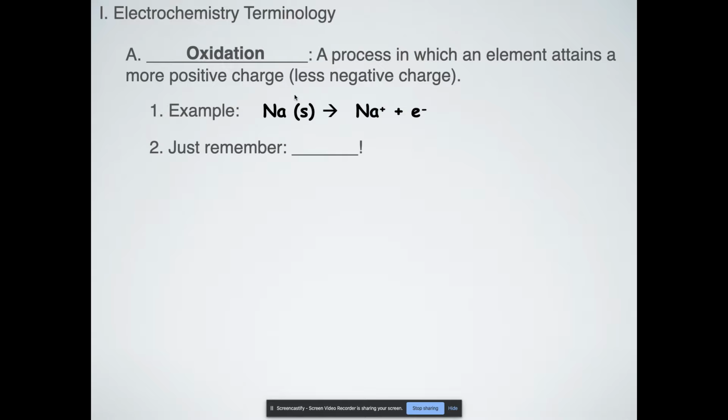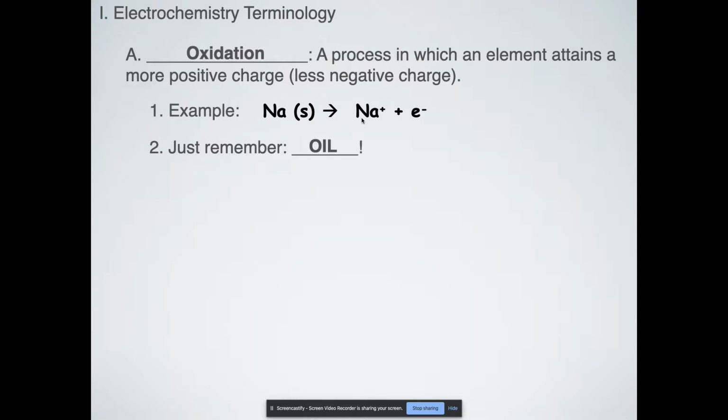So we have our sodium as a solid. It is losing an electron, and now we have our positively charged ion. Notice this is oxidation because we have an element that is attaining a more positive charge as a result. Or, like it says, it's becoming less negative. It was neutral, now it's positive. So it lost a negative electron.